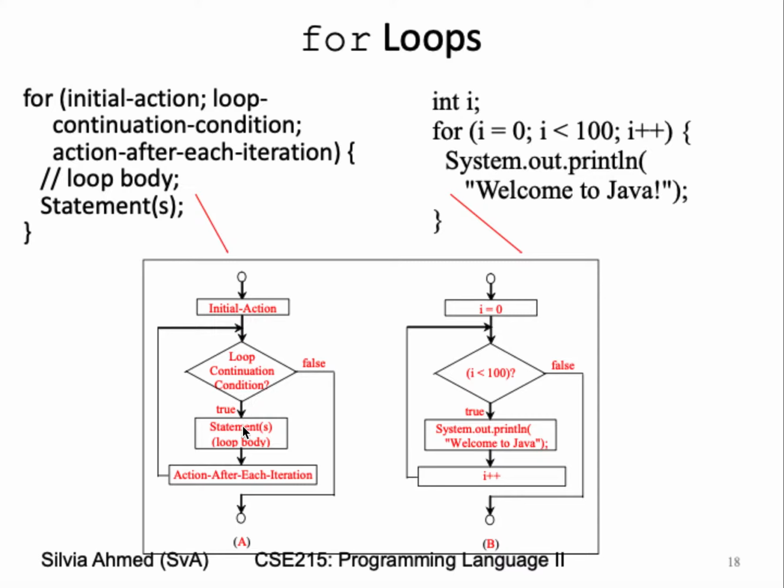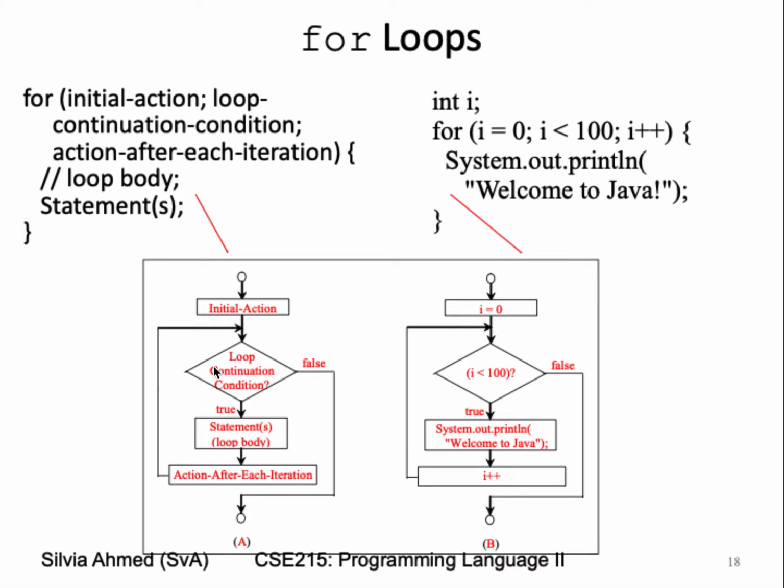If the condition is true, we have the repeating statements. Then we have the update or action after each iteration, after which we go back to the continuation condition. If this is false, then we go to the next part of the program. Here, please note that the initial action is executed only once. It doesn't matter if your loop repeats 1,000,000 times. The initial action is executed only once.